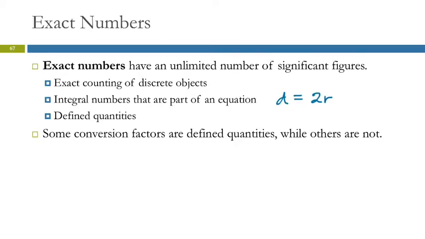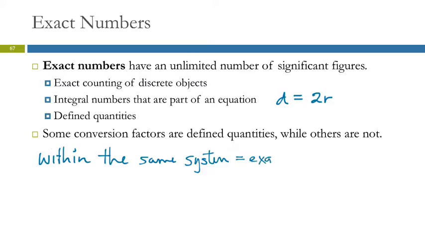So basically, if you're converting within the same system, then those are exact. And if you're going between systems, they're not exact. So what does that mean? If I'm going inches to centimeters, well, that's an anomaly. Let's not talk about that one. If I'm going inches to feet, that is within the English system. A foot is exactly 12 inches because we set up the system that way. If I'm doing meters to kilometers, it's exact. I'm within the metric system.